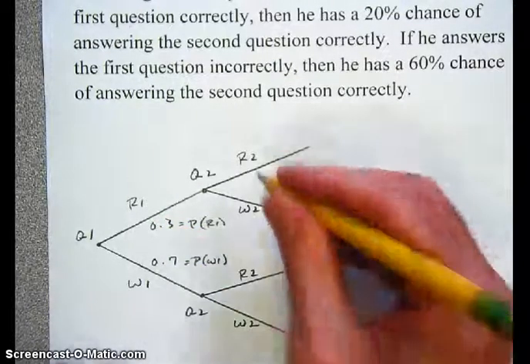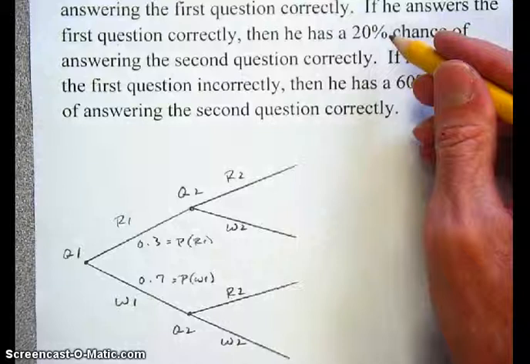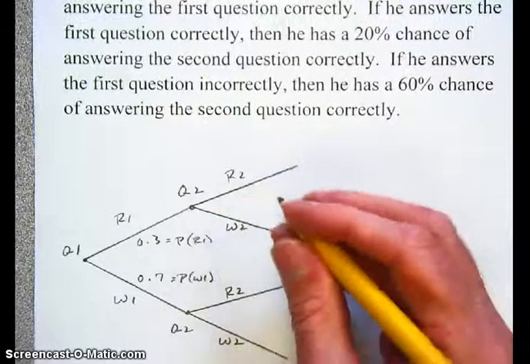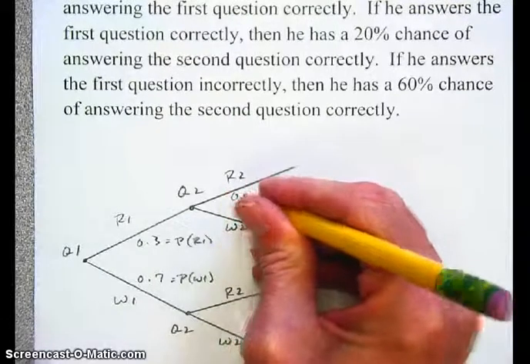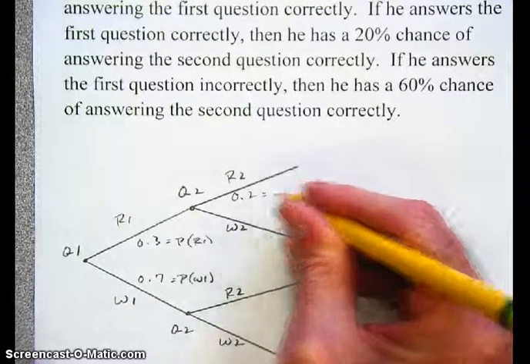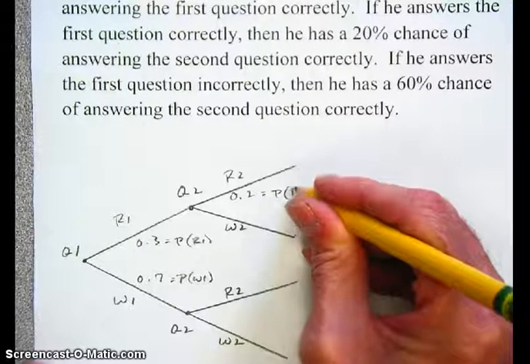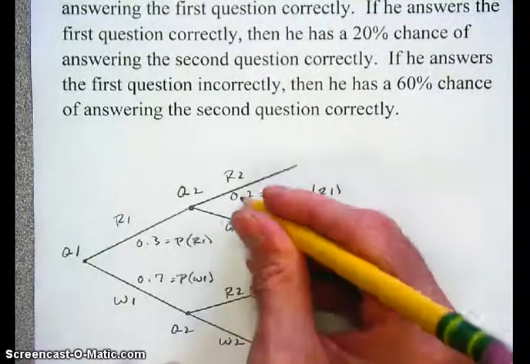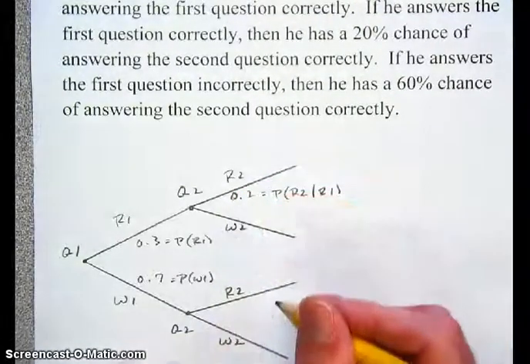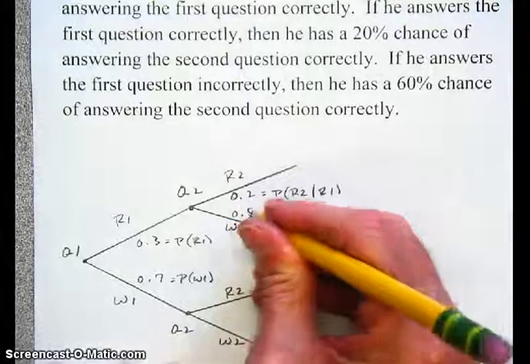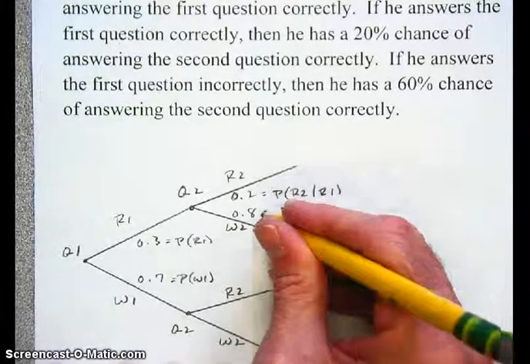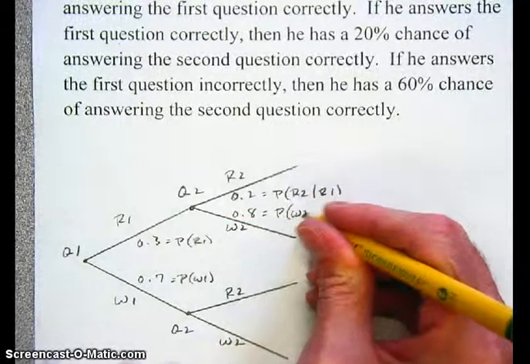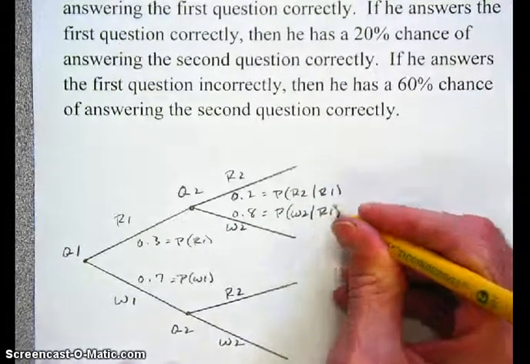This probability right here is the 20% chance of answering the second question right if this contestant Angus answered the first question correctly. So this probability right here is going to be 0.2, and that is a conditional probability. It's the probability of getting the second question right given that they got the first question right. Now the complement of that is getting the second question wrong, and there's a 0.8 or 80% chance of that happening if the first question was answered correctly. That's also a conditional probability. It's the probability of getting the second question wrong given that they got the first question right.